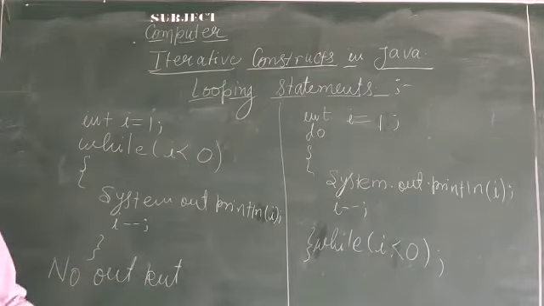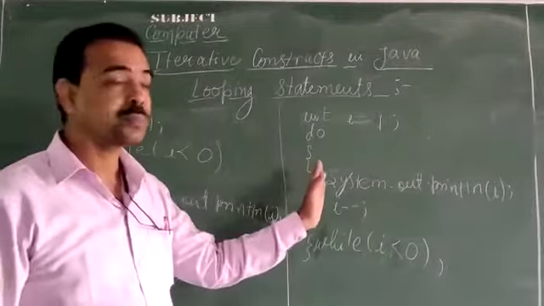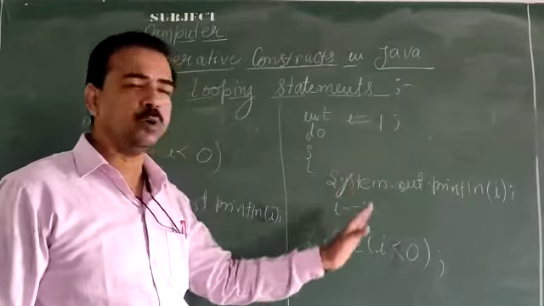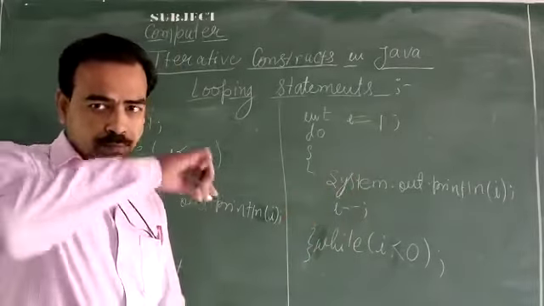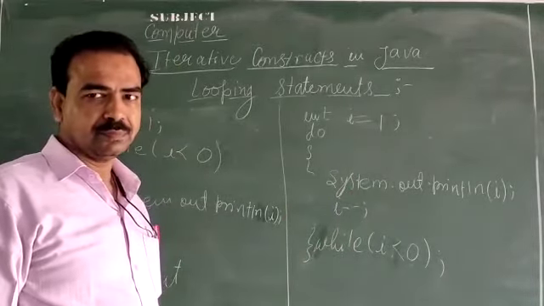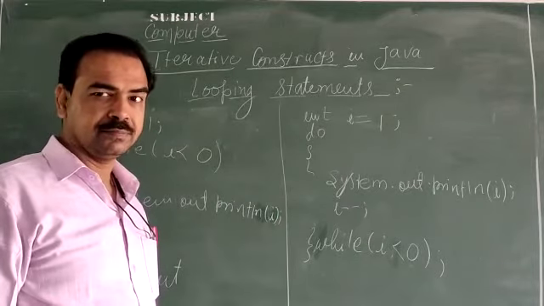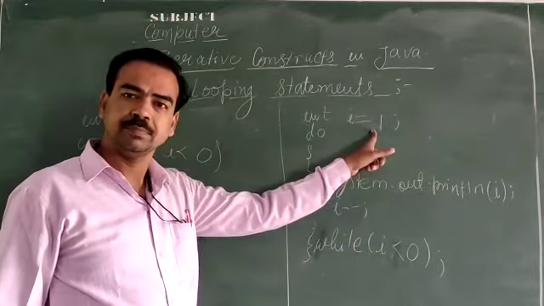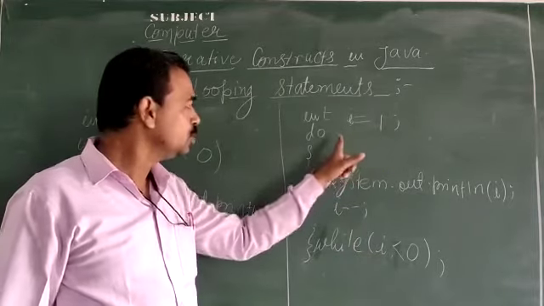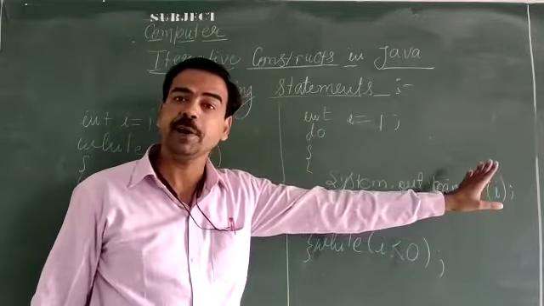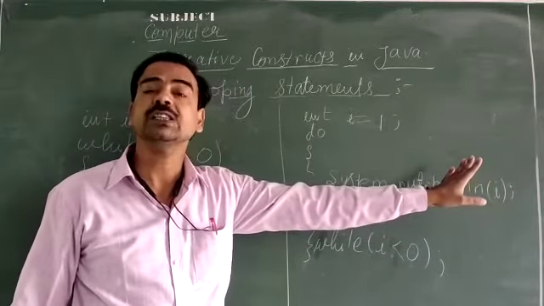That means no output. Now the same code, execute it also and find the output. What will be the output? Do system.out.println i. So it will print the value of i. What is the value of i?